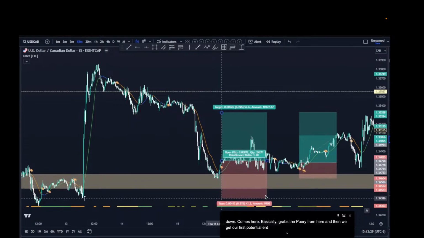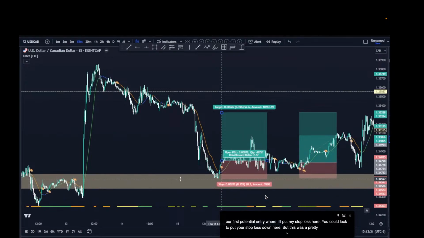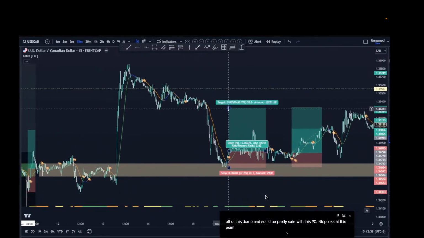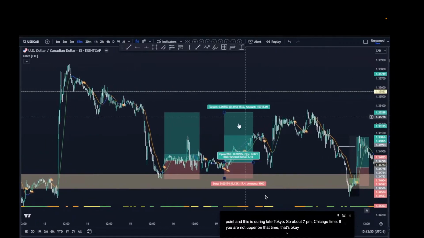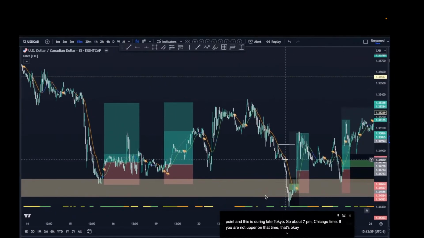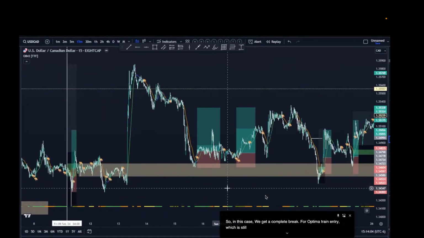You could look to put your stop loss down here, but this was a pretty quick rejection off of this dump, and so I'd be pretty safe with this 20 stop loss at this point. And this is during late Tokyo, so about 7 p.m. Chicago time. If you are not up around that time, that's okay, because you also, thankfully, get more entries. So in London and basically close to early New York, you get 2 more entries there off of these lines, which is pretty cool. So in this case, we get a complete break of our optimal trade entry, which is still completely fine.